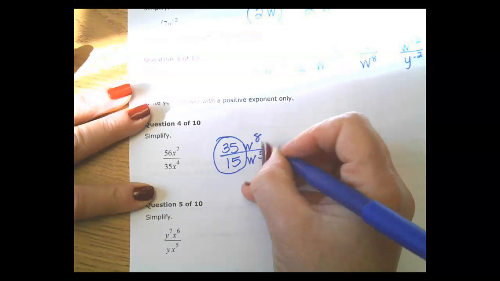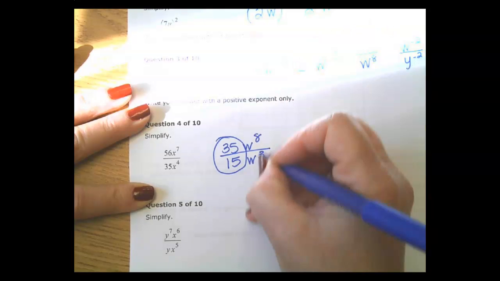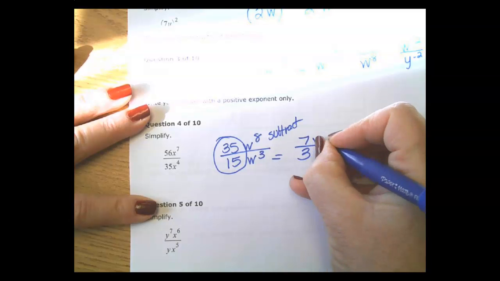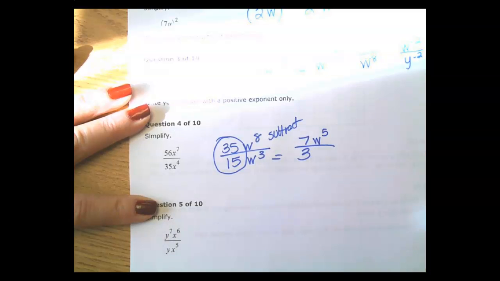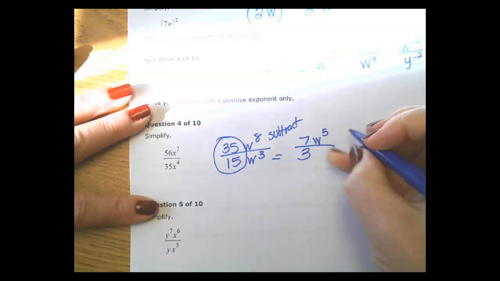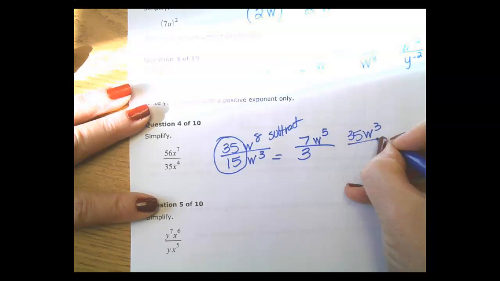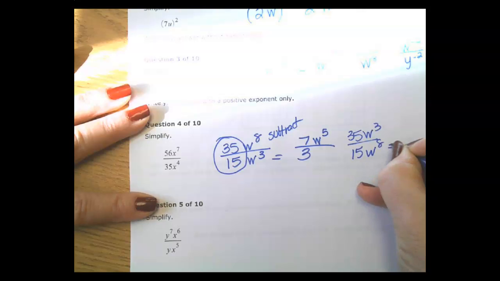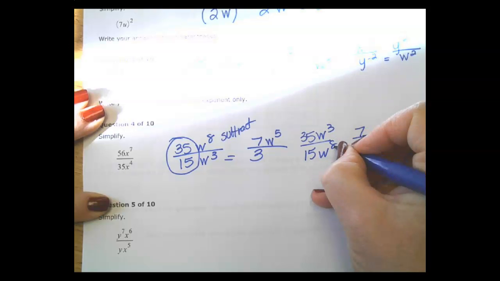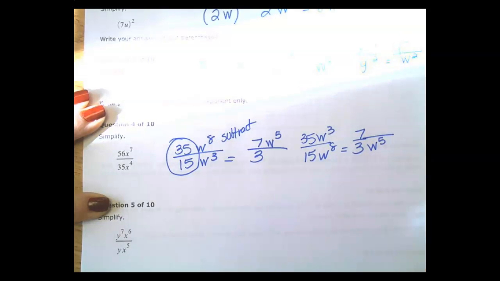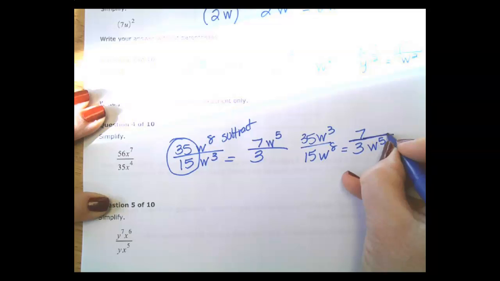And this time I'm going to subtract my exponents. So what's 8 minus 3? W to the 5th. If it's positive, it'll go on top. If it's negative, it would go on bottom. So let's say it was negative. Let's say I did the same thing, and I'm going to flip-flop these. I would get 7/3, and since 3 minus 8 is negative 5, I would go 3w to the 5th on the bottom, w to the 5th power.